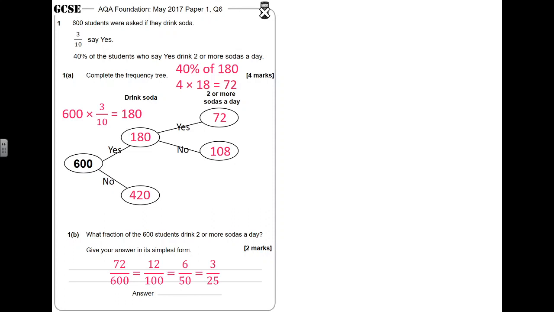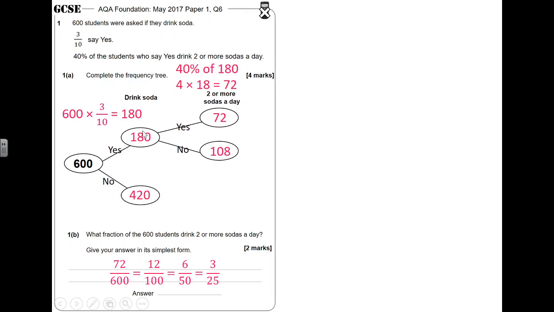So first of all, you needed to have labelled up your branches with yes or no, because they answered yes, and then they answered yes or no to drinking more than 2 a day. So you can see we've got to do 3/10 in the yes, so we're dividing by the bottom to get 60, times by 3 to get 180 to say yes. So this is whatever we add to 180 to make it up to 600.